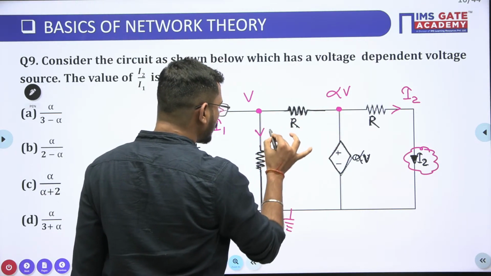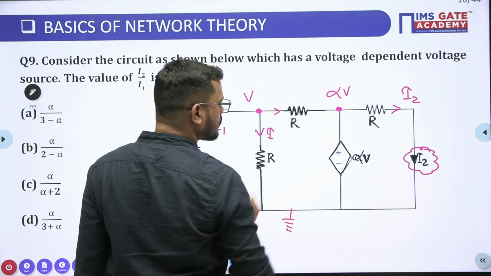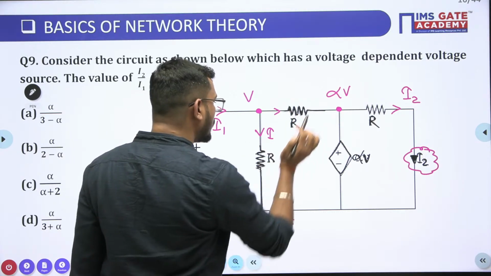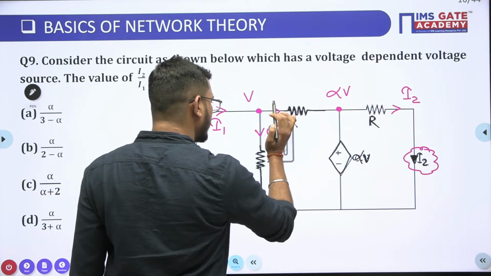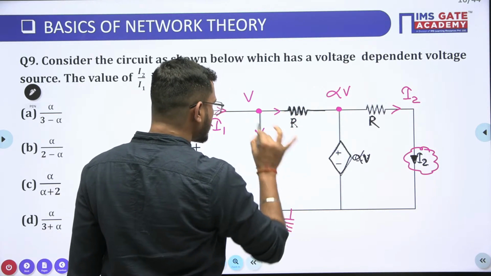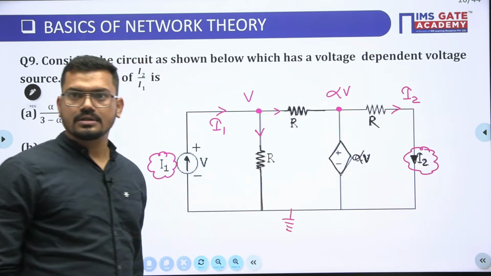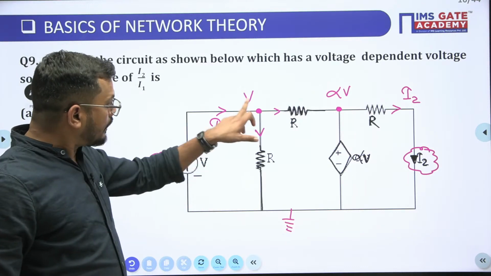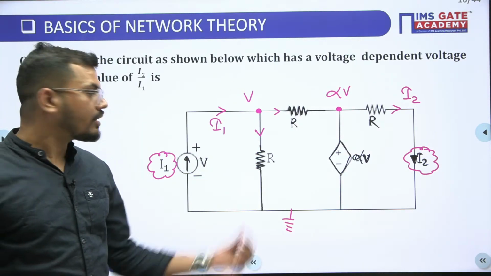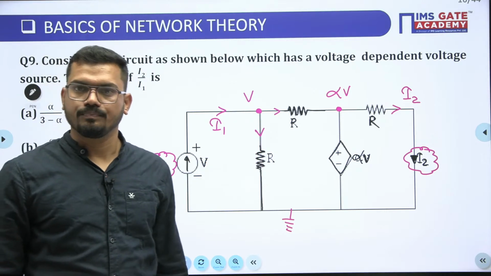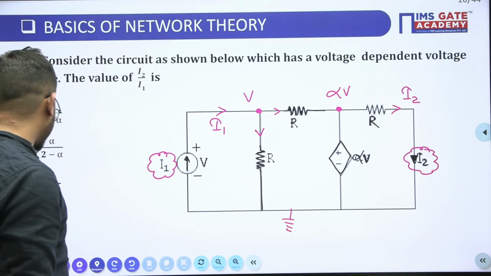So we can find this current and this current also. I'm not writing any current here. This is the direction of current. This is the direction of current. And here we are applying node analysis, guys. Here we'll apply node analysis only. So let us apply node analysis here.